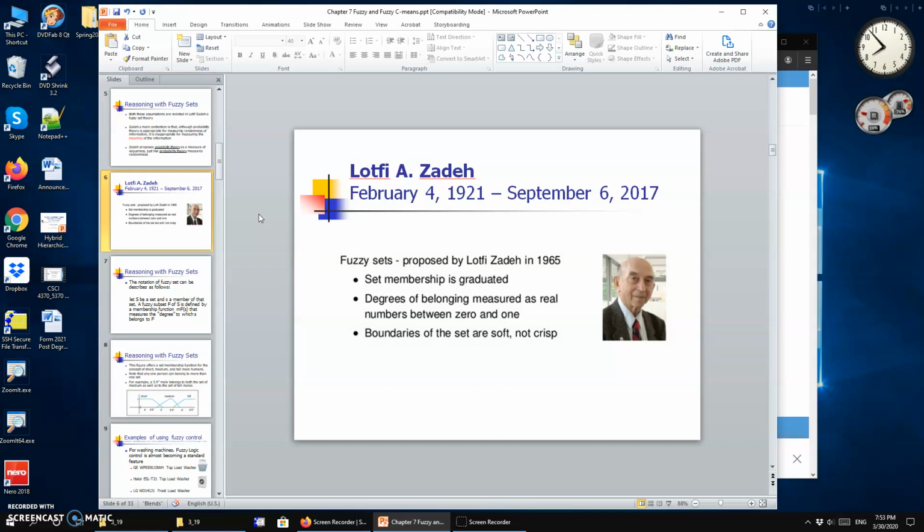In 1965, he proposed the fuzzy set, and that actually changed a lot of things that we think about mathematically as well as in computer science. The most important thing is this one: the boundaries of a set are soft, not crisp. So if one element needs to belong to two clusters or more, just let it be. And this creates a very big change in computer science theory, especially from my perspective. In data mining, clustering is actually a major change in his fuzzy theory.